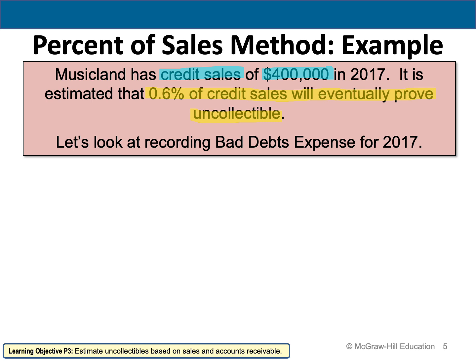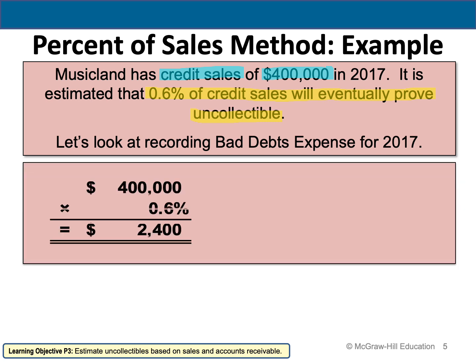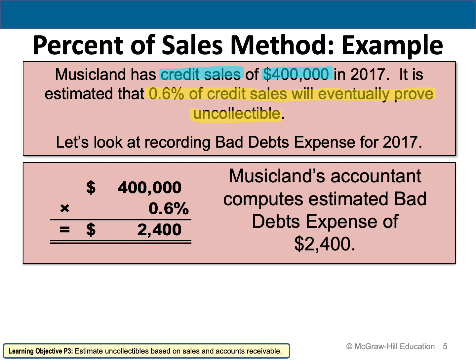Remember, we're going to use the percent of sales method. So I'm going to say 400,000, which is the credit sales, multiplied by the bad debt percentage, or the uncollectible percentage, which is 0.6%. If I multiply 400,000 by 0.6%, I'm going to get 2,400. So it means that the Musicland accountant computes the estimated bad debt expense of 2,400.